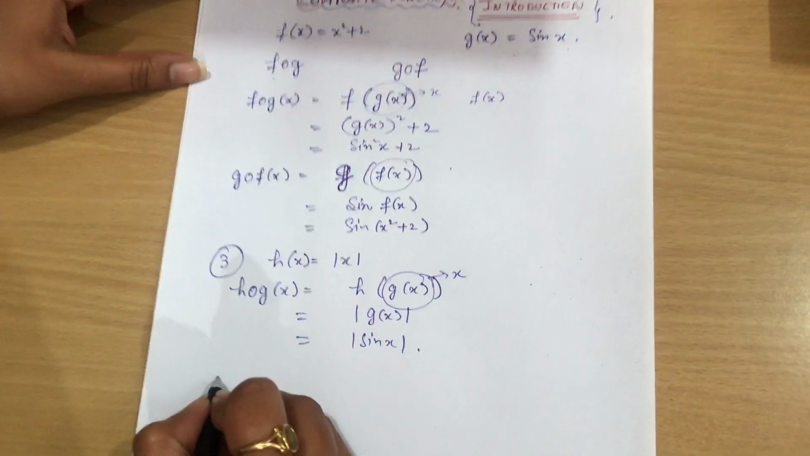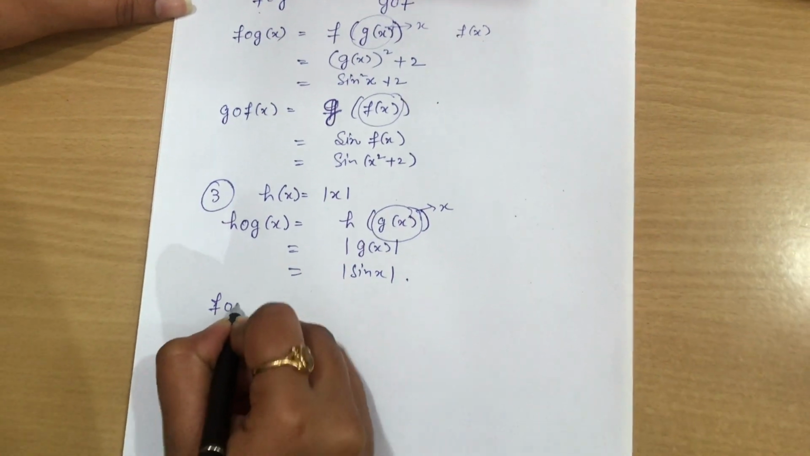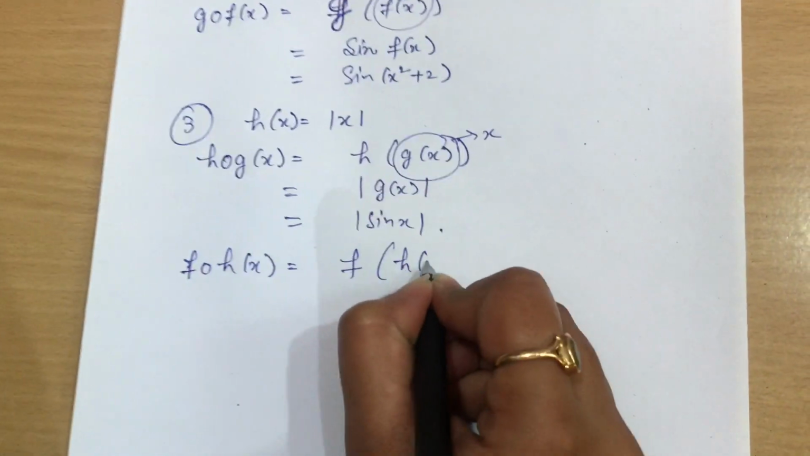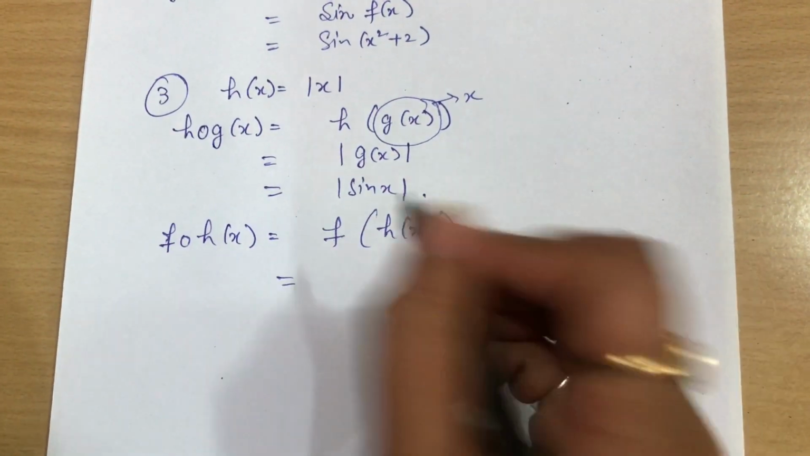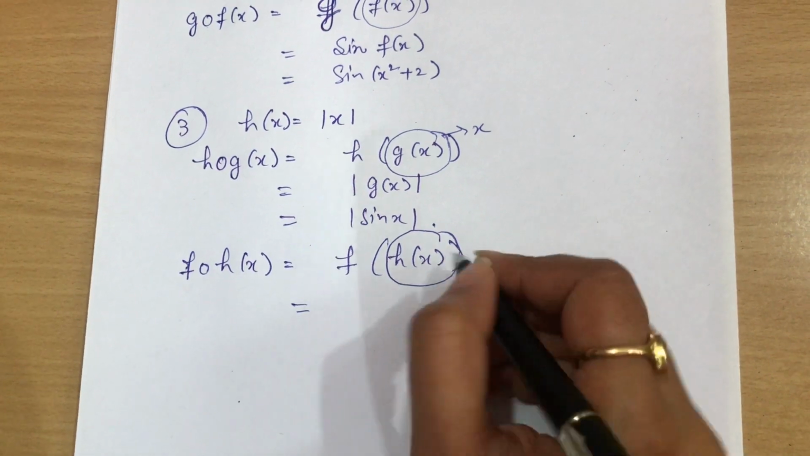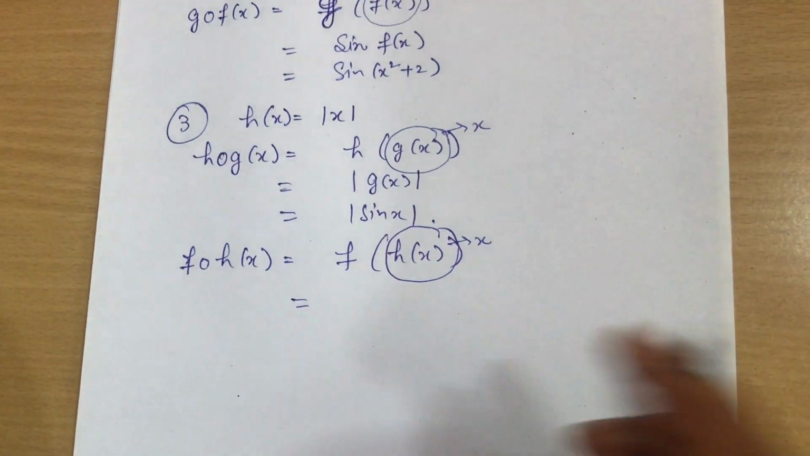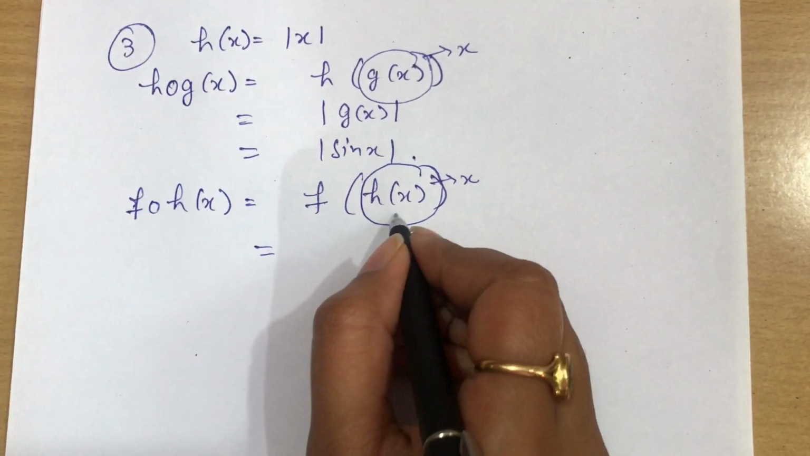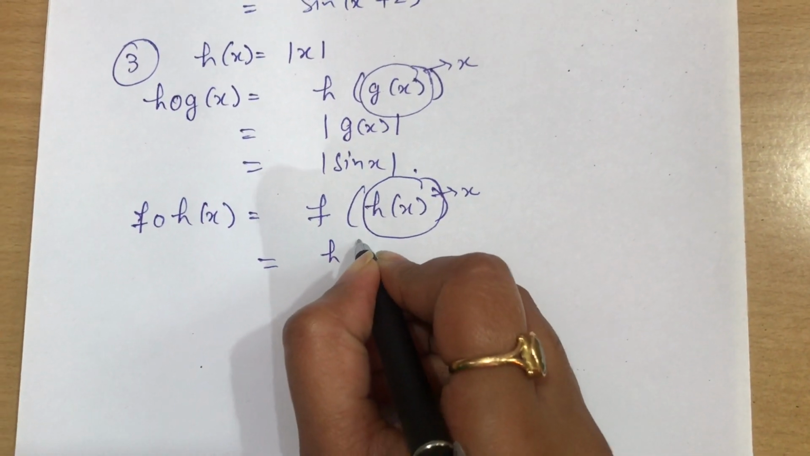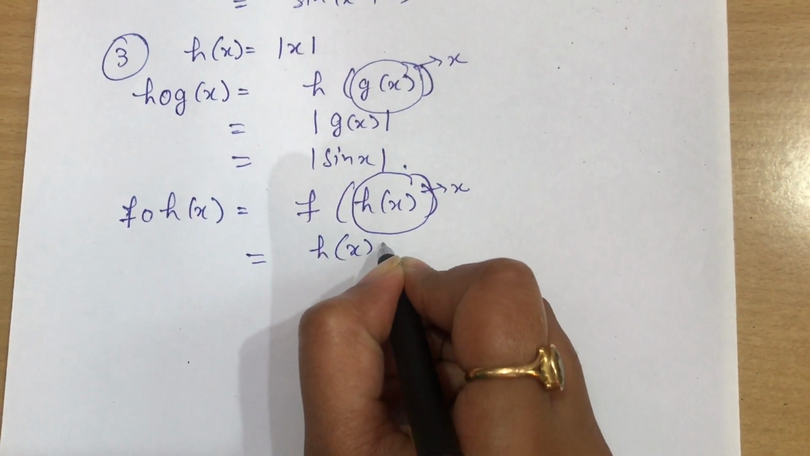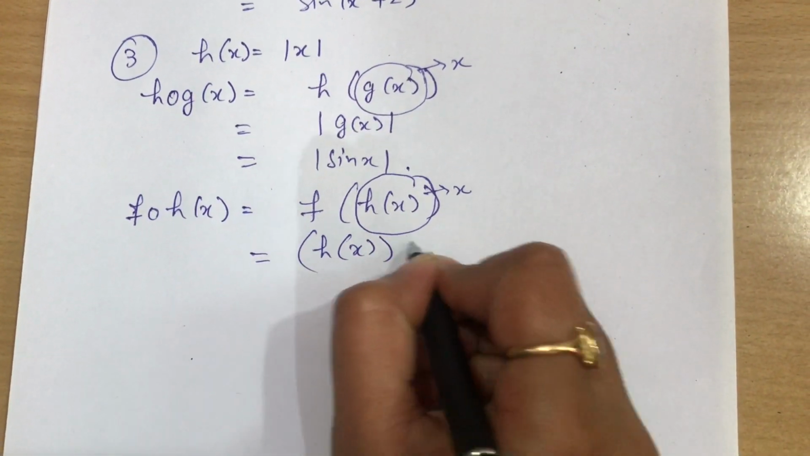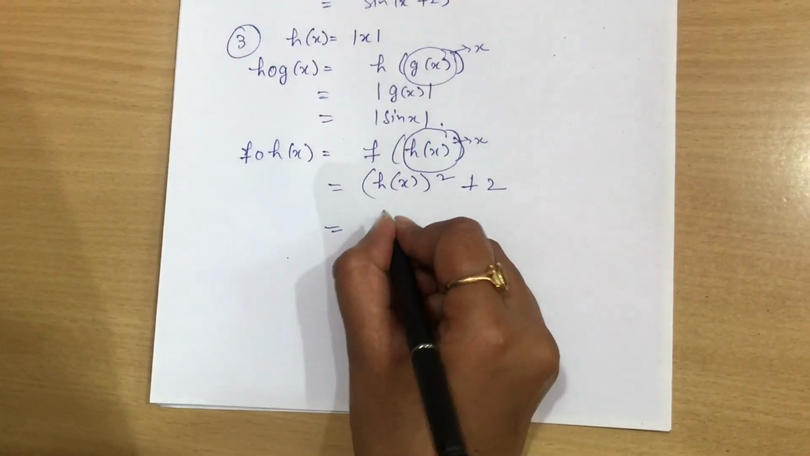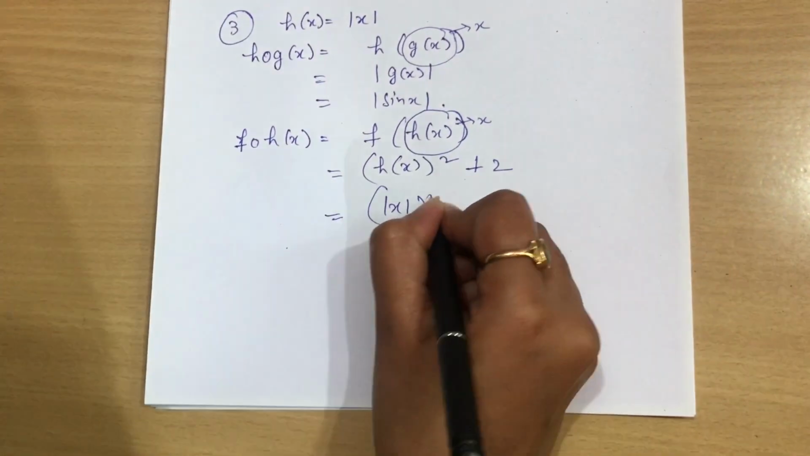And next, this f composition of h. So you can also write this. Now again students, you have to consider this h of x as x. Your function becomes f of x, and f of x is equal to x square plus 2. So what is here x? You just have to replace x by h of x. So what is this? h of x whole square plus 2. And h of x is mod of x whole square plus 2.